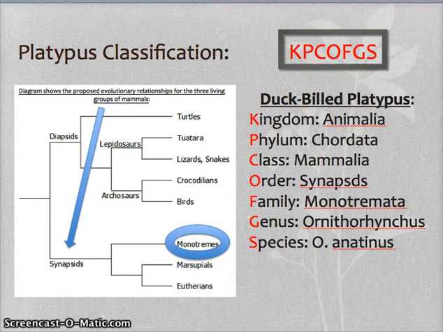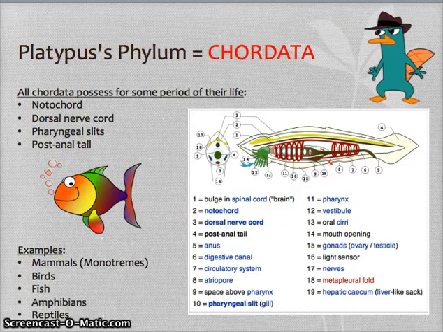the gut. Their genus is Ornithicus, not sure how you say that, sorry, and the species is O. ananthius. By using these specific classifications, we can work out what the platypus can and can't do, or have or doesn't have. The platypus's phylum is Chordata. All Chordata have the same characteristics, and that is why they belong to the same phylum.